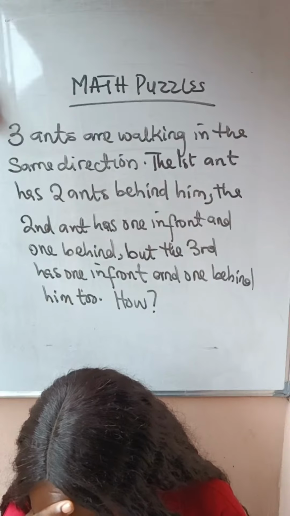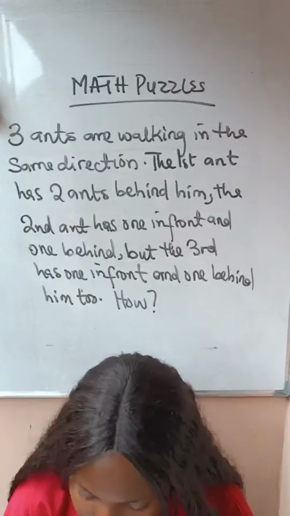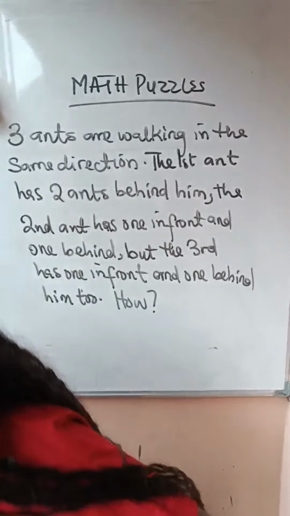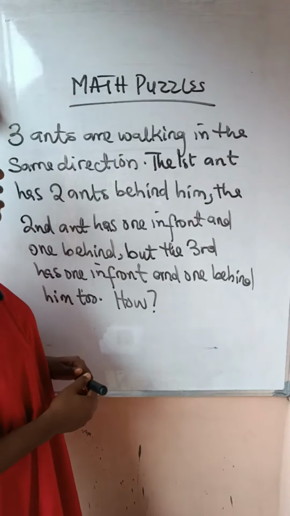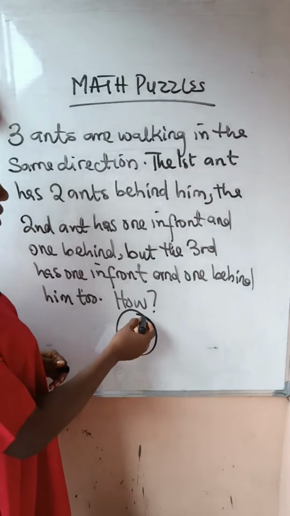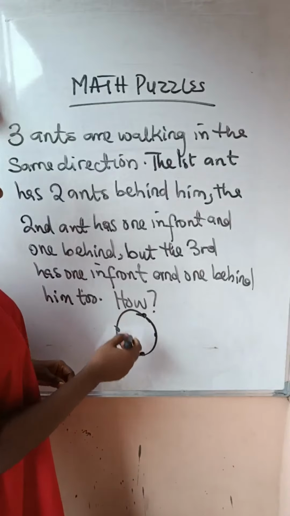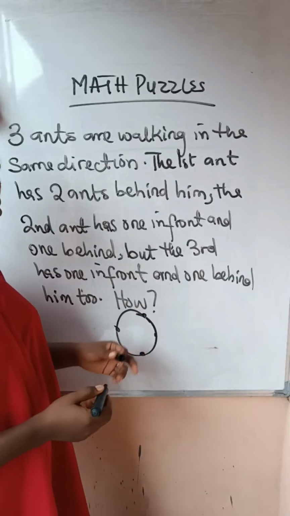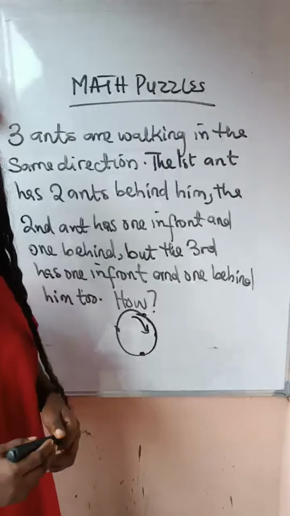Okay. Let's answer this. Now the answer is they are moving in a circular manner. That is the truth, because that is the only way the last one will have two behind him while the others have one behind and one in front of them. That is the only time it's possible.